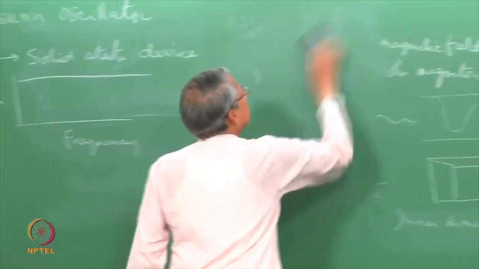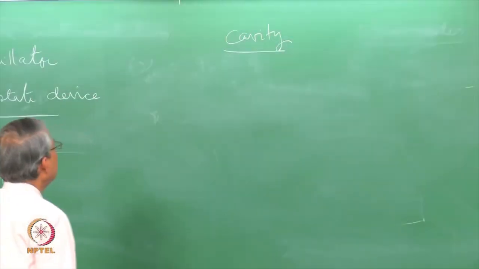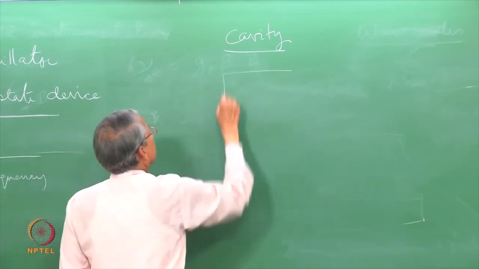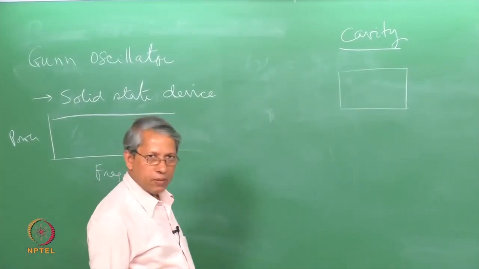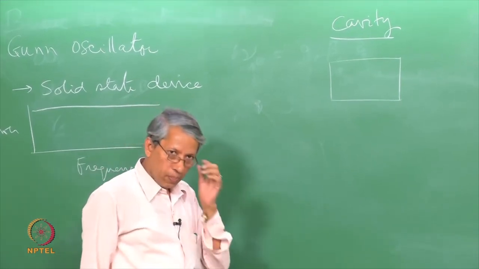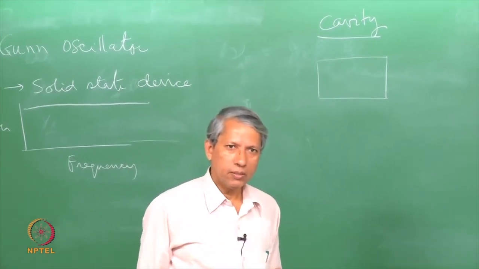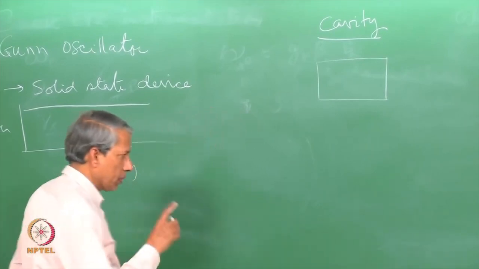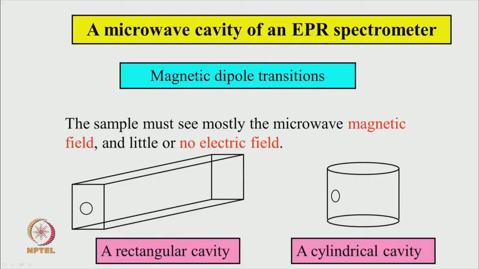The next item in the spectrometer is the sample holder or the cavity. Now, a cavity is a rectangular box, or it could be a cylindrical box where the sample is kept. But the important function of this is to ensure that the sample sees the magnetic field of the microwave radiation and not the electric field, because we have seen earlier that it is the magnetic dipole transition which is what we observe in EPR spectroscopy. So, the microwave cavity plays a very important role. It ensures that magnetic dipole transition is taking place in the sample.